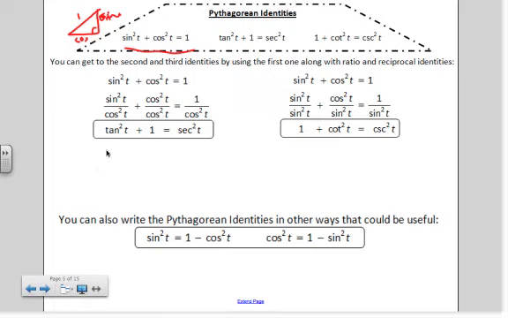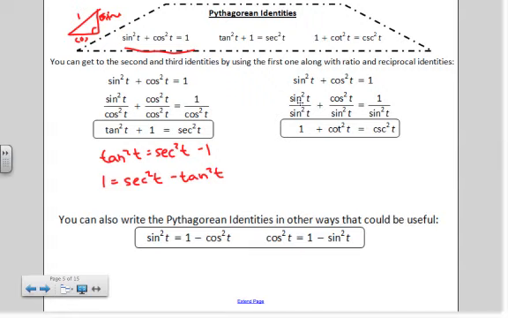Okay, now another really important thing to recognize is that if we subtract tangent squared from both sides, we get 1 equals secant squared minus tangent squared. Okay, those are very useful.